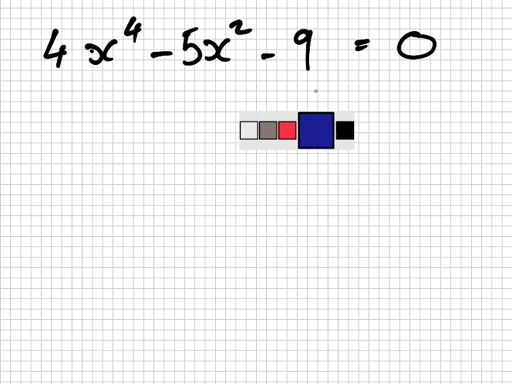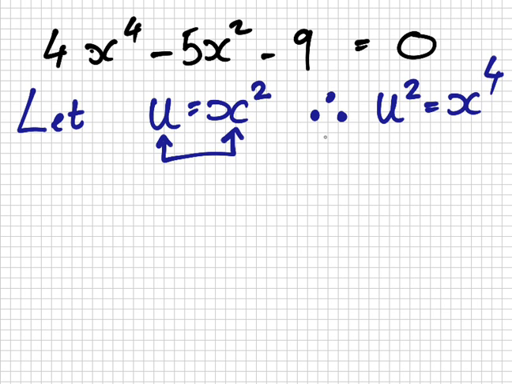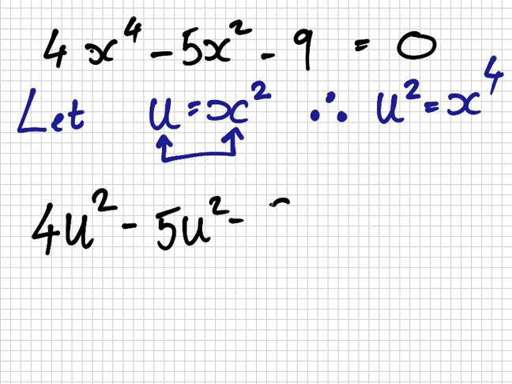Now, I give you a little hint in the question. I say in the question, let u equal x squared. Therefore u squared equals x⁴, so if you square both sides you'll get this. So that means my original can be rewritten as 4u² minus 5u minus 9 equals 0. Sorry, I wrote square twice, didn't I?